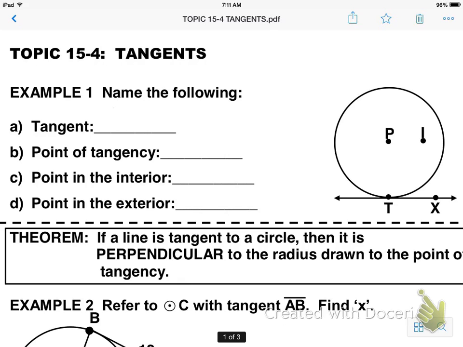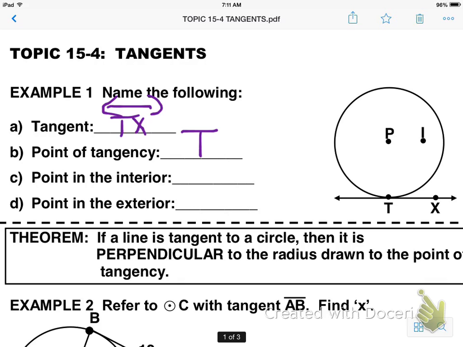A tangent in our definitions is a line or a ray that touches a circle at one point on the exterior. So the tangent for this example is line TX or line XT. So let's make sure that we note that with arrows. The point of tangency is just a point, so we use a capital letter. You don't need any other symbols.